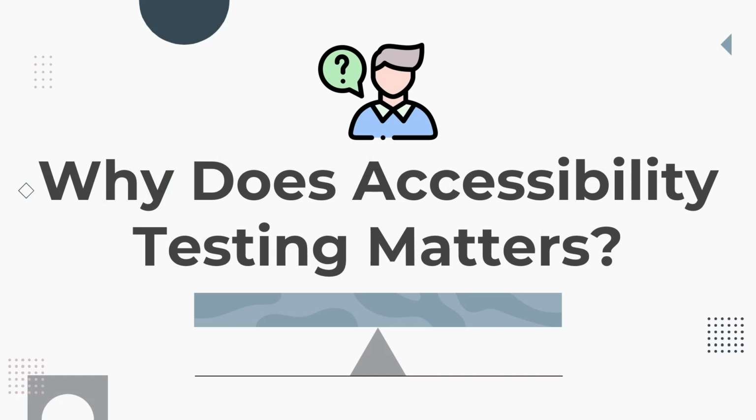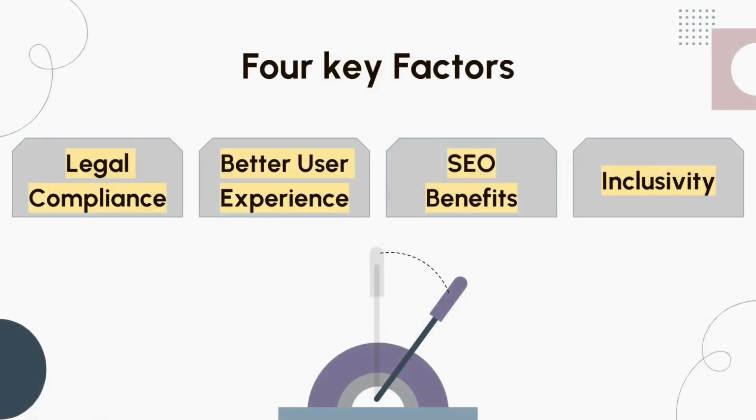Let's answer the question, why does accessibility testing matter? Accessibility testing is essential for a multitude of reasons that significantly impact both users and organizations. The key reasons include legal compliance, better user experience, SEO benefits, and inclusivity. By ensuring applications are accessible, organizations not only meet legal requirements, but also enhance the overall experience for all users, improve search engine visibility, and promote an inclusive environment for individuals with diverse abilities.